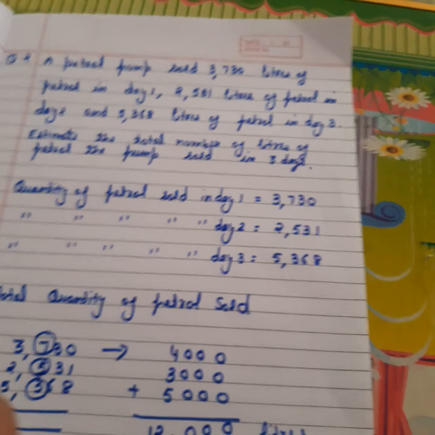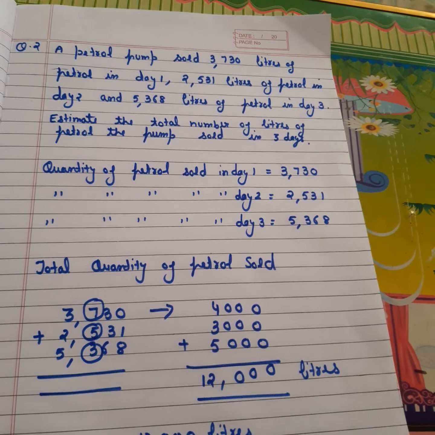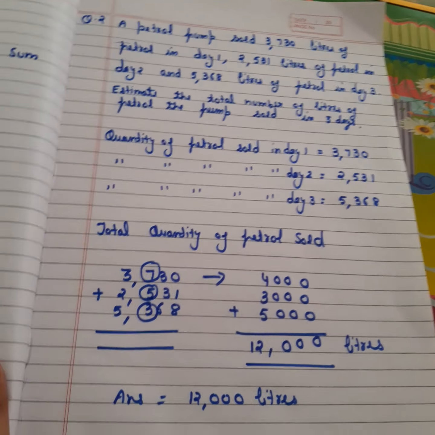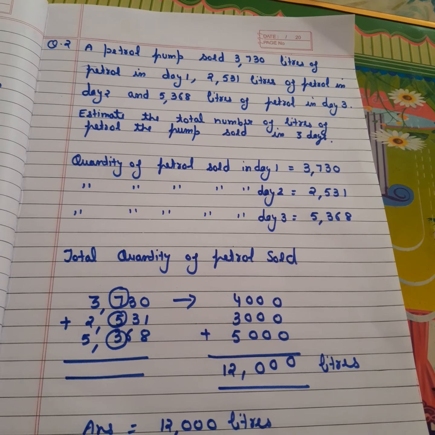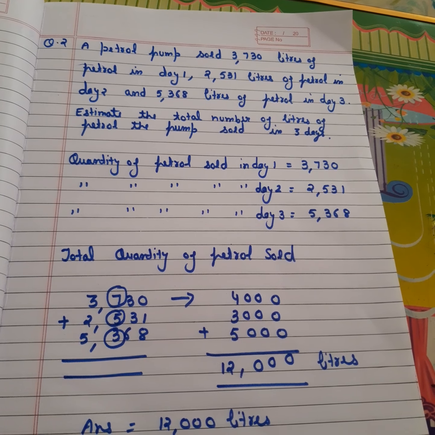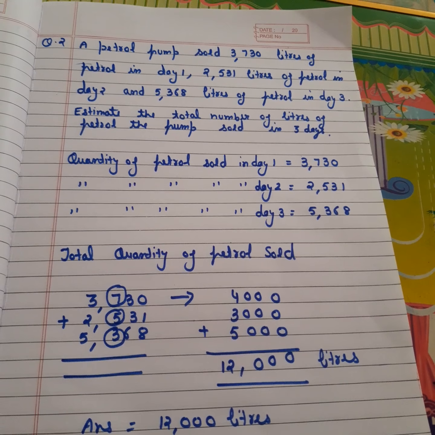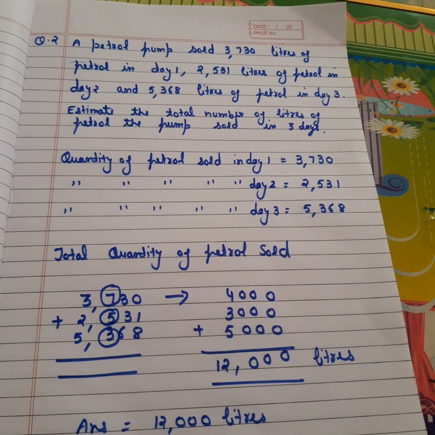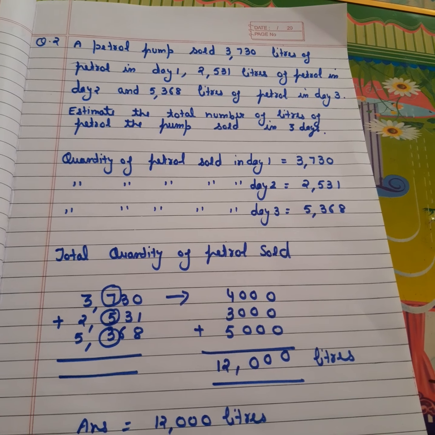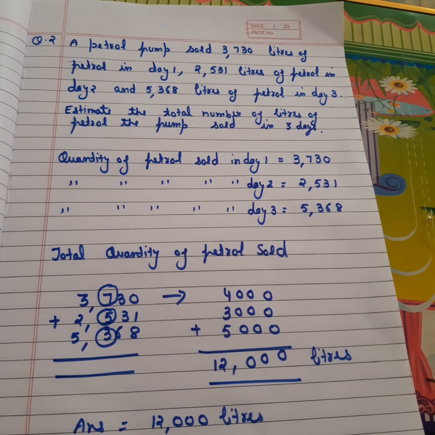Okay, so now your problem statement sum based on this is the last question of this chapter number 2, Addition. What is the question? A petrol pump sold 3,730 liters of petrol in day 1, 2,531 liters of petrol in day 2, and 5,368 liters of petrol in day 3. Estimate the total number of liters of petrol the pump sold in 3 days.